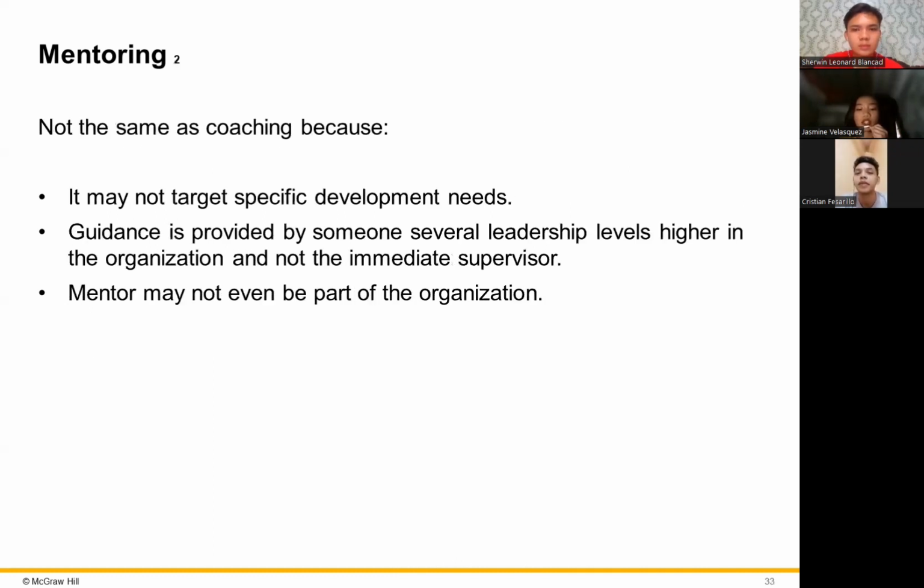Mentoring is not the same as coaching because it may not target specific development needs. Guidance is provided by someone several leadership levels higher in the organization and not the immediate supervisor. The mentor may not even be part of the organization. A mentor is someone who contributes their knowledge, skills, and/or experience in order to assist others in developing and growing, while a coach is someone who advises a client on their goals and assists them in reaching their full potential.